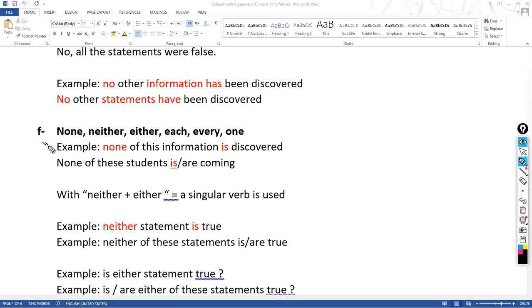Notice the example is saying none of this information is discovered. So notice I use none. I don't care about the noun because all the time I have to use singular. Why? Because notice the next example.